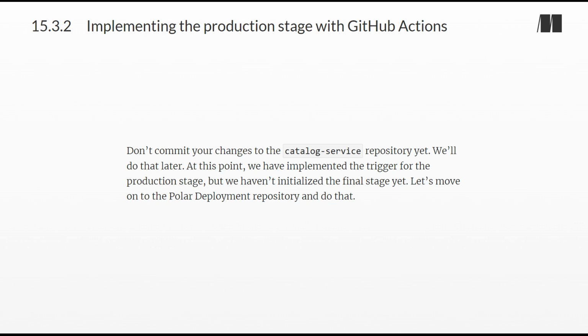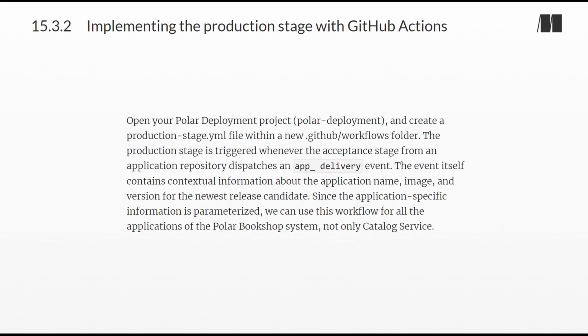Don't commit your changes to the Catalog Service repository yet. We'll do that later. At this point, we have implemented the trigger for the production stage, but we haven't initialized the final stage yet. Let's move on to the Polar Deployment repository and do that. Open your Polar Deployment project and create a production stage.yml file within a new .github/workflows folder.